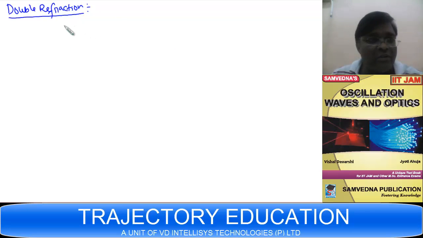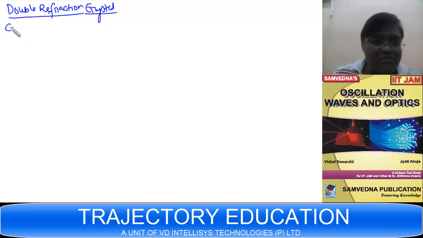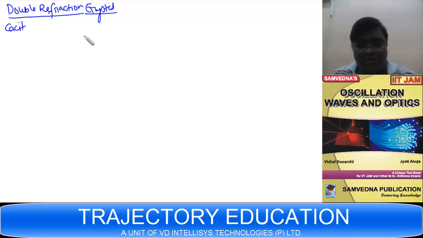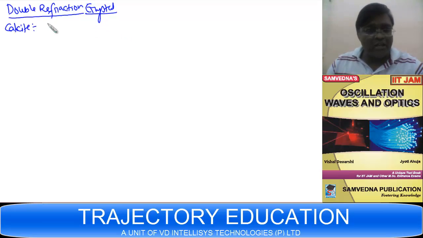I'll go into detail of double refraction, but before that, let's first study what a double refraction crystal is. A crystal which gives rise to the phenomenon of double refraction is called a double refraction crystal. Let's take the example of calcite. Calcite is an example of a double refraction crystal. When light falls on calcite, it will break into two refracted rays.